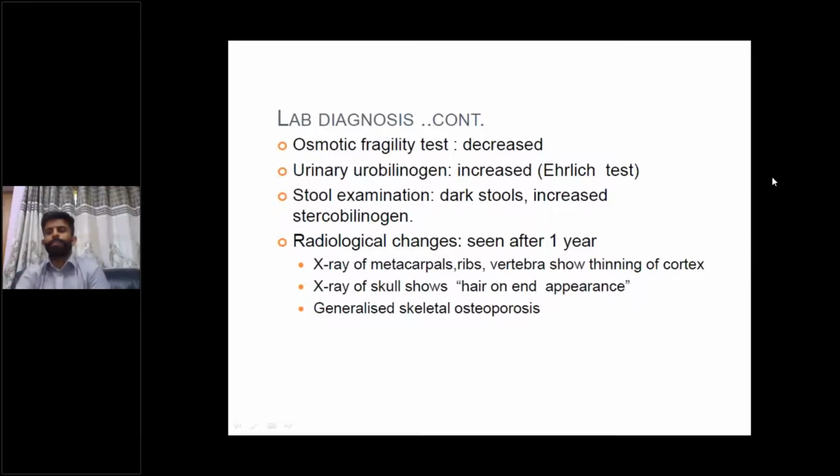Sickle cell anemia, I've already said sickle cell anemia, Satish. Sickle cell anemia, you can see hair on end appearance. Very good, Anisha. Everyone, yeah. Hereditary spherocytosis, that's the answer.